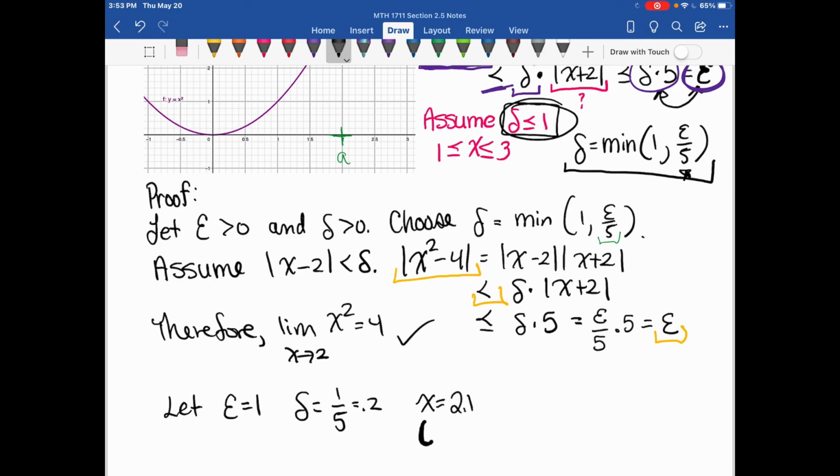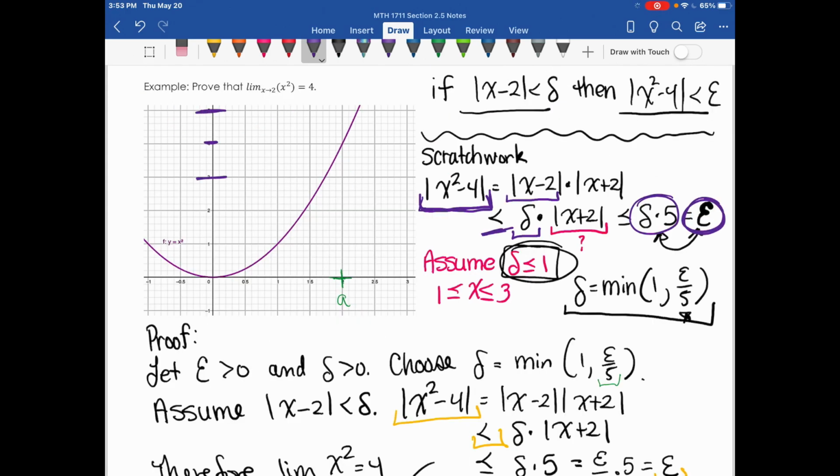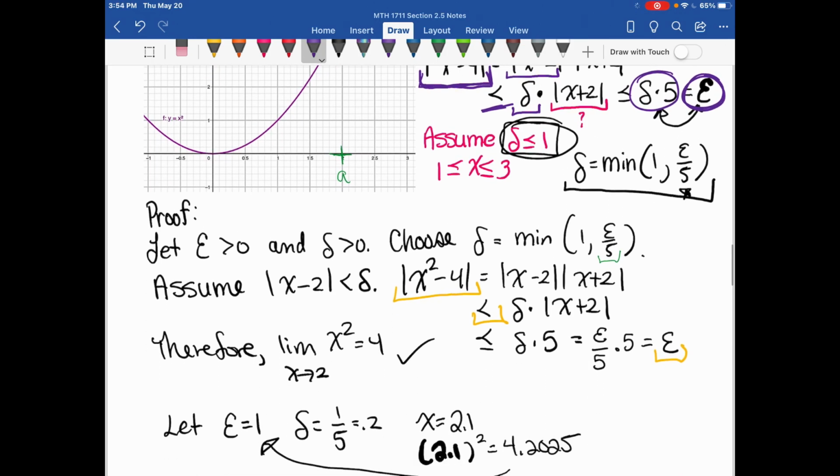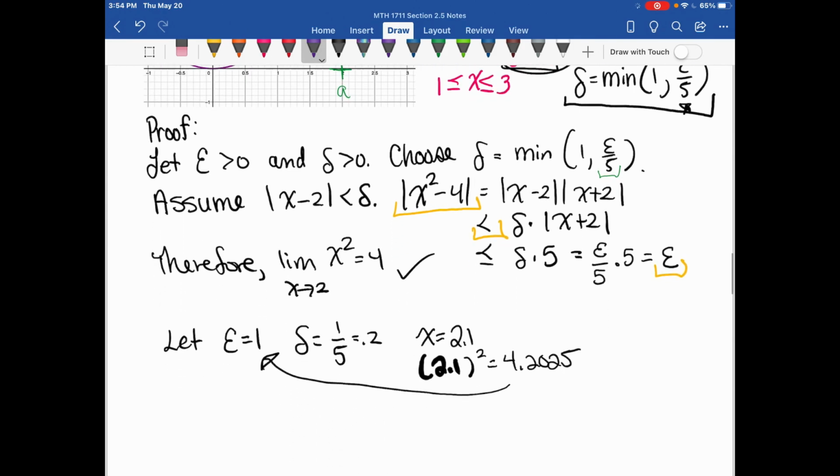So then if we plug that into x squared, we are going to get 4.2025, and that's definitely within 1 of 4. Our limit is 4, so if we're at 4 and epsilon is 1, our interval is going to be between 3 and 5. And 4.2025 definitely falls in that window. So this works. So you can do quick spot checks to make sure that what you proved makes sense.